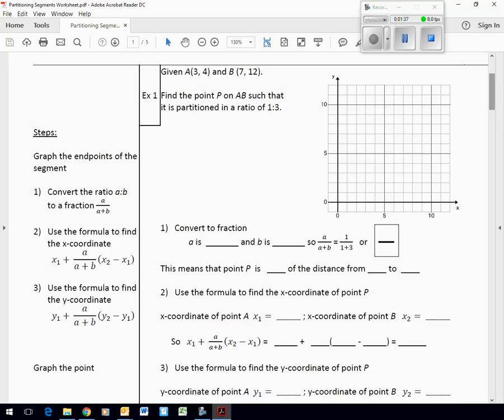I want to graph. The first thing I'll do is graph points A and B. A is 1, 2, 3 to the right, 1, 2, 3, 4 up. It's at (3, 4). B is at 7, so that's 1, 2, 3, 4, 5, 6, 7 to the right, and 12 up: 1, 2, 3, 4, 5, 6, 7, 8, 9, 10, 11, 12. Whew. That's B.